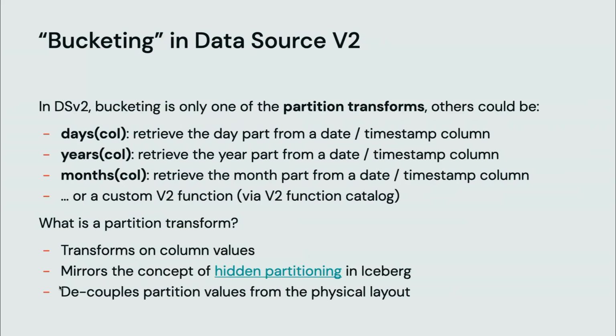And so the bucketing mechanism has improved a lot in data source v2 of Spark. First of all, bucket becomes only one particular type of partition transform in Spark. So we have other types of transforms, such as days, years, and months, or even an arbitrary v2 function that you can basically plug in. And so this becomes the foundation for storage-partitioned join, which we'll talk about later.